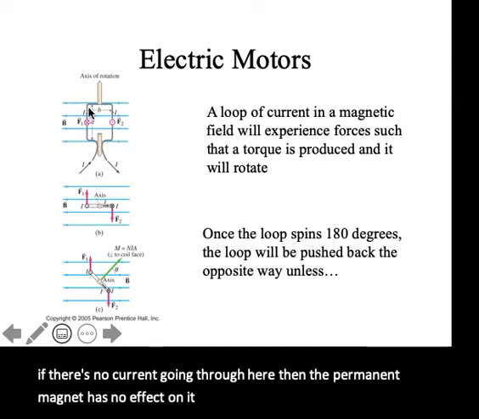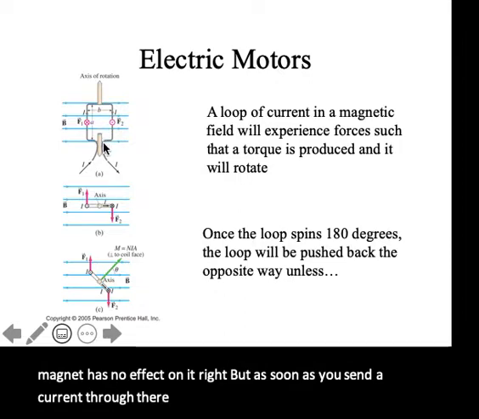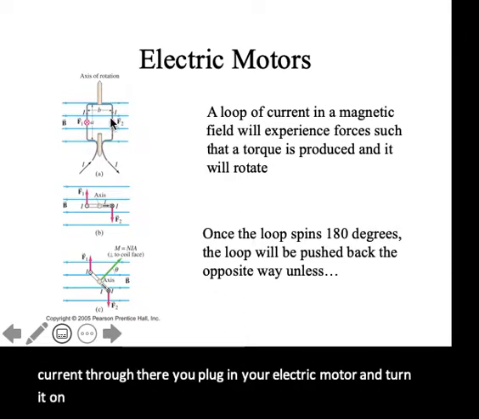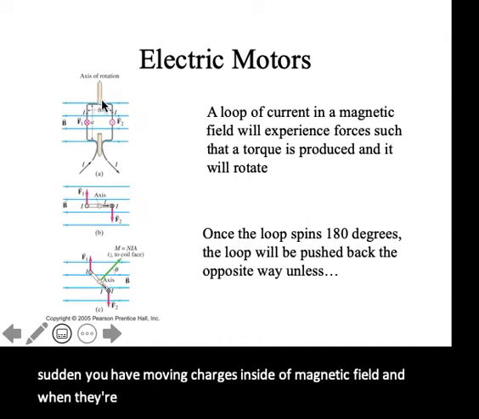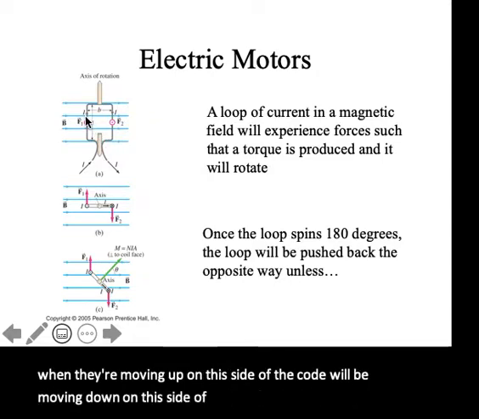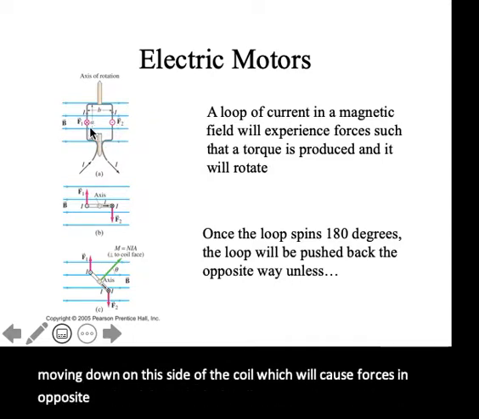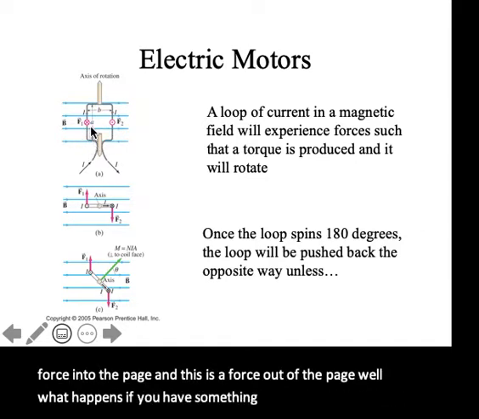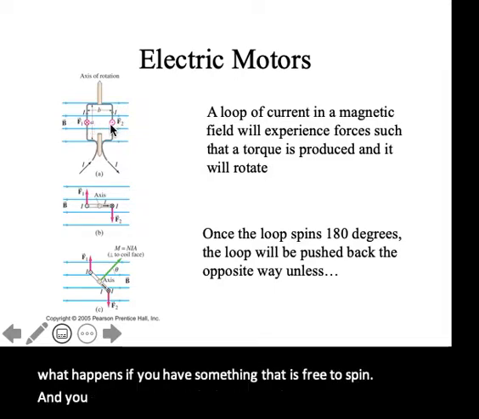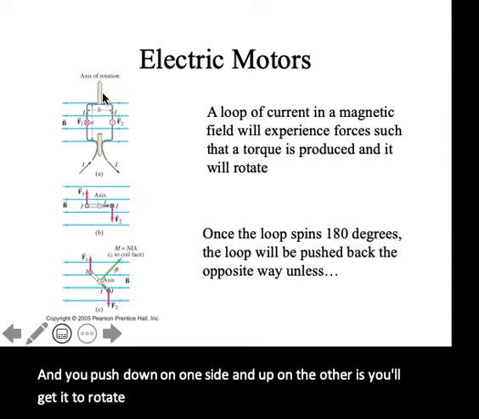But as soon as you send a current through there, you plug in your electric motor and turn it on, you send current through this coil of wire, now all of a sudden you have moving charges inside a magnetic field, and when they're moving up on this side of the coil, they'll be moving down on this side of the coil, which will cause forces in opposite directions. You can see these red arrows, right? This is a force into the page, and this is a force out of the page. Well, what happens if you have something that is free to spin, and you push down on one side and up on the other, is you'll get it to rotate around. You can see it's labeled right here, this axis of rotation.